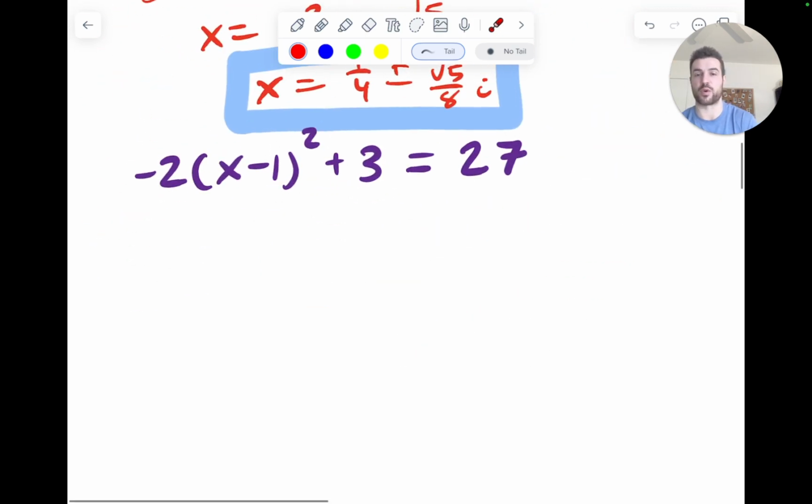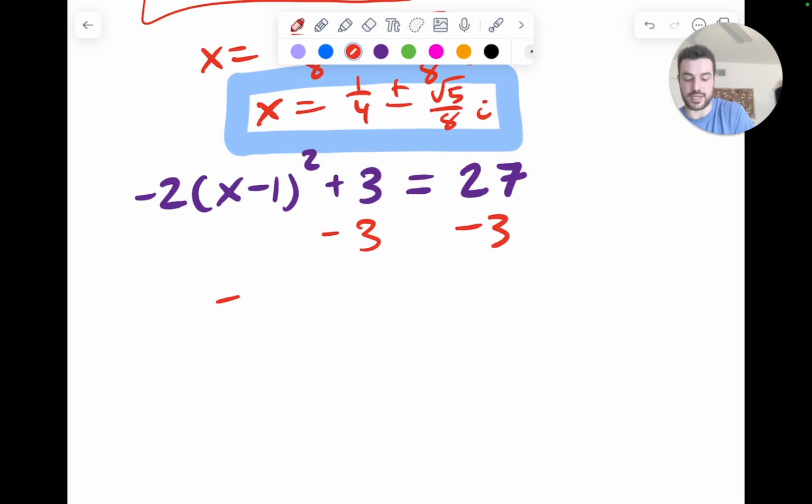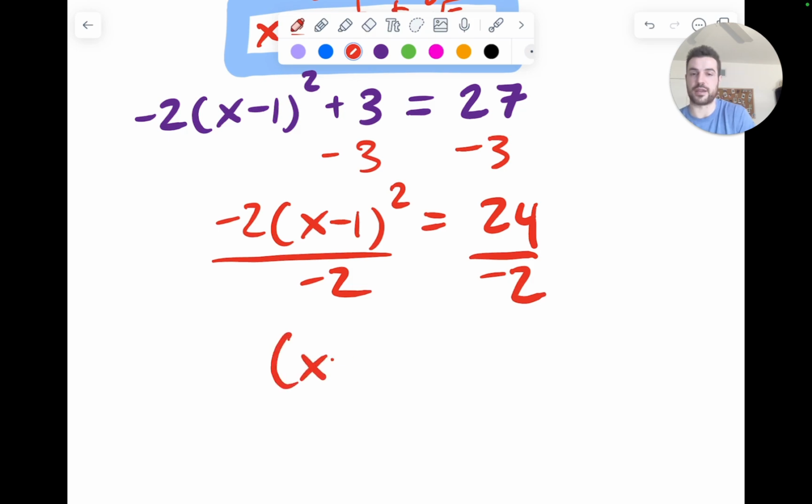Now, the last problem I want to work on is a little bit different. We've got negative 2 times x minus 1 squared plus 3 is equal to 27. Now, in this situation, I am going to solve using inverses because we only have one x value in our equation. So I am going to isolate my x. I'm going to first move my 3 over, so I get negative 2 times x minus 1 squared is equal to 24. Divide both sides by negative 2 to get x minus 1 squared is equal to negative 12.